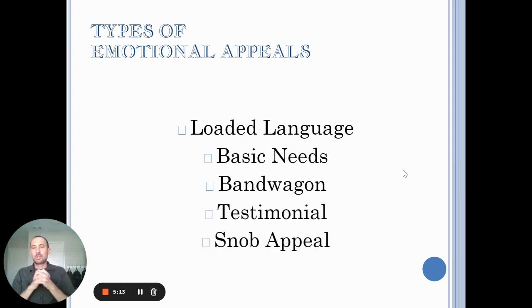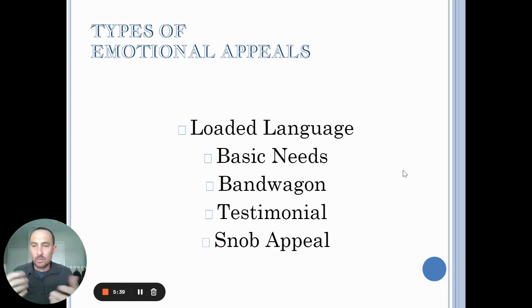So loaded language uses things like, isn't it unfortunate that Juliet had no other options? That's loaded language to say that she was stuck in this place when that may or may not be the case. Unfortunately, Romeo was a byproduct of his friends. Okay, so unfortunately kind of insinuates that Romeo had no control over what Benvolio and Mercutio were going to do.